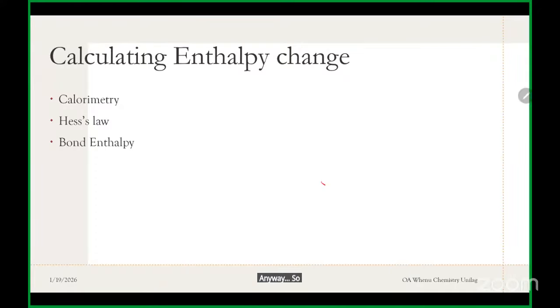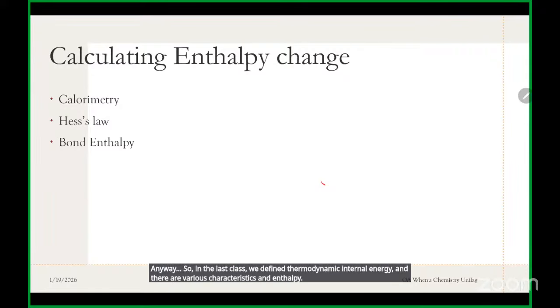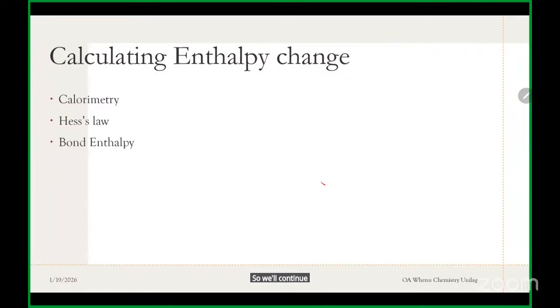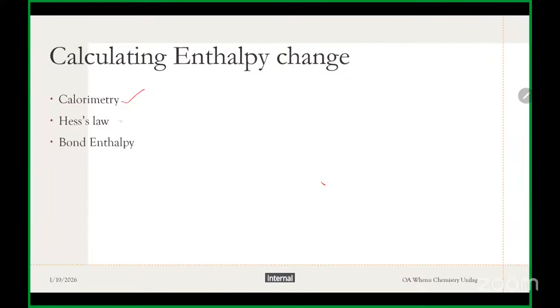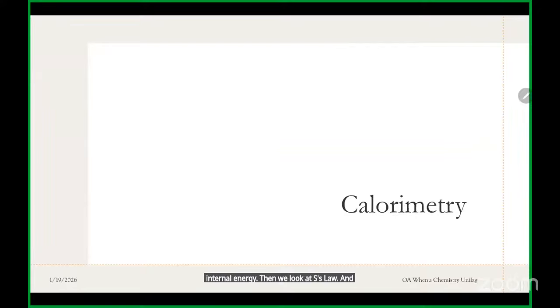So in the last class, we defined thermodynamics, internal energy, and their various characteristics, and enthalpy. So we'll continue by looking at ways in which we calculate enthalpy change. One way is calorimetry, which can calculate both enthalpy and internal energy. Then we look at Hess's law and bond enthalpy. Let's pick them one at a time. Probably we'll spend 10 minutes on each one.